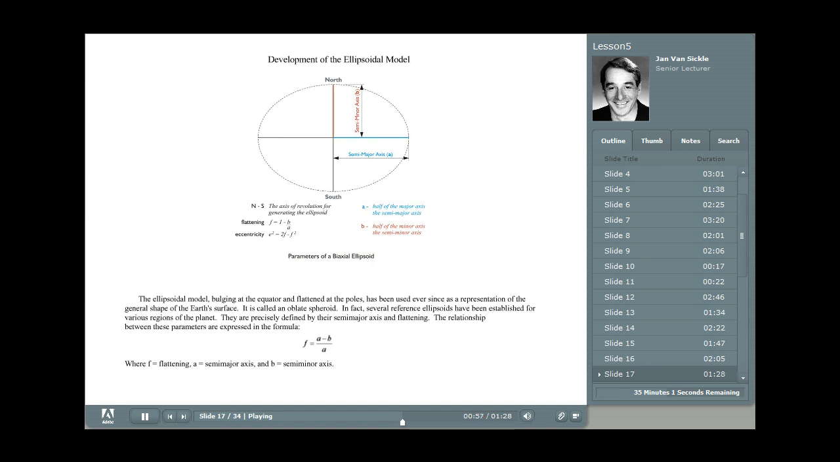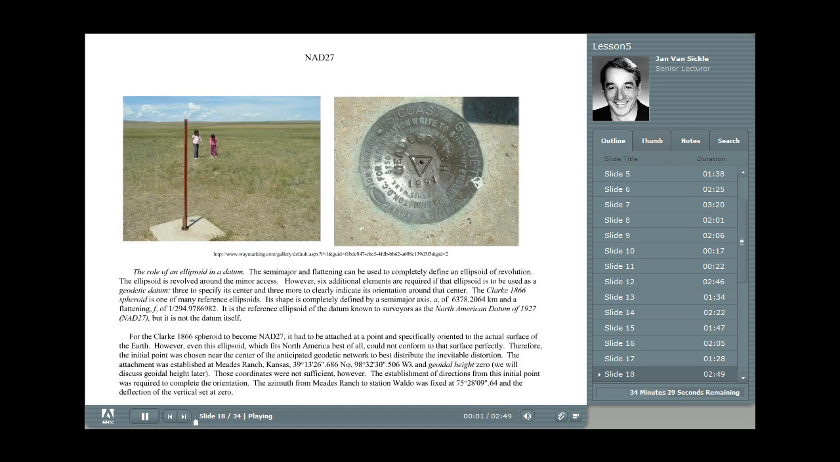Now, flattening, which you will hear frequently, is a little formula here. The semi-major axis minus the semi-minor axis divided by the semi-major axis is a value that's called flattening. But clearly, one can define an ellipsoidal model fairly easily with a semi-major and a semi-minor axis, and then a flattening value.